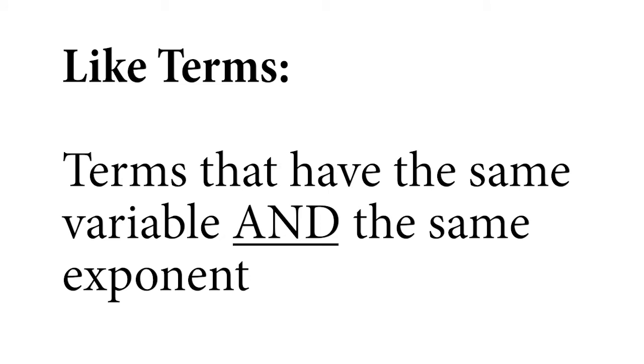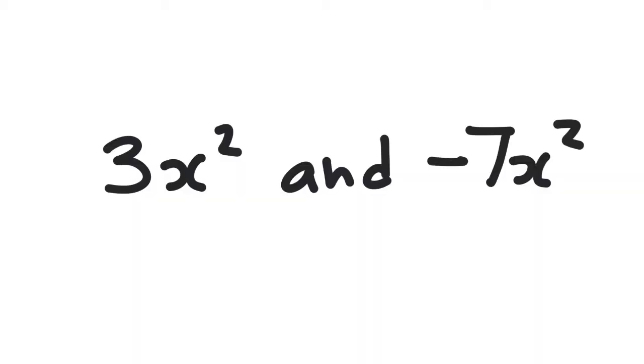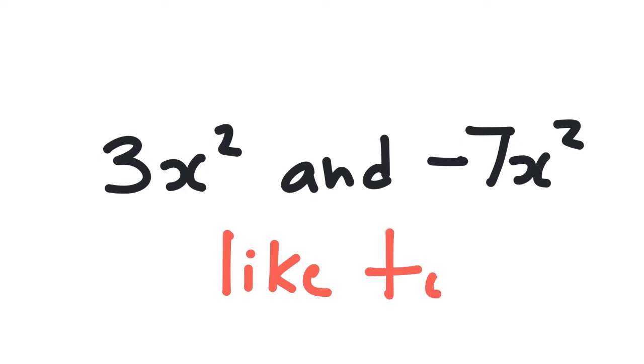Now, what are like terms? Like terms are terms with the same variable and exponent on the variable. So what does that mean? If we have 3x squared and negative 7x squared, these are like terms. And the reason they're like terms is because they have the same variable with the same exponent. So this is an x squared and this is an x squared.